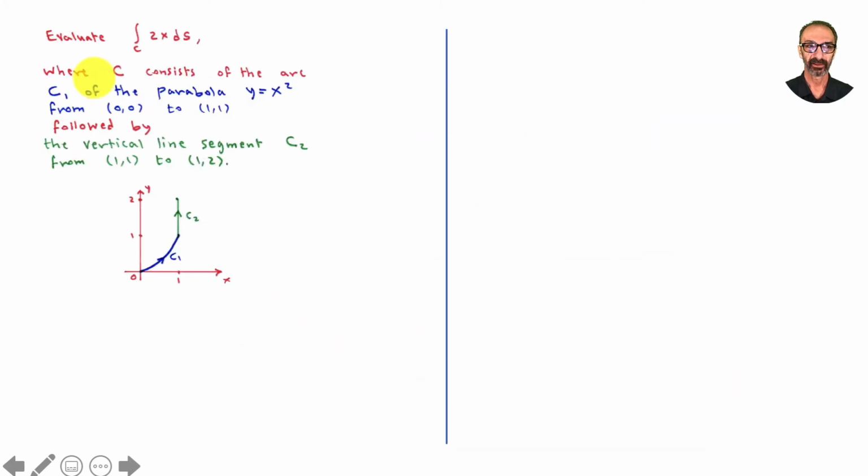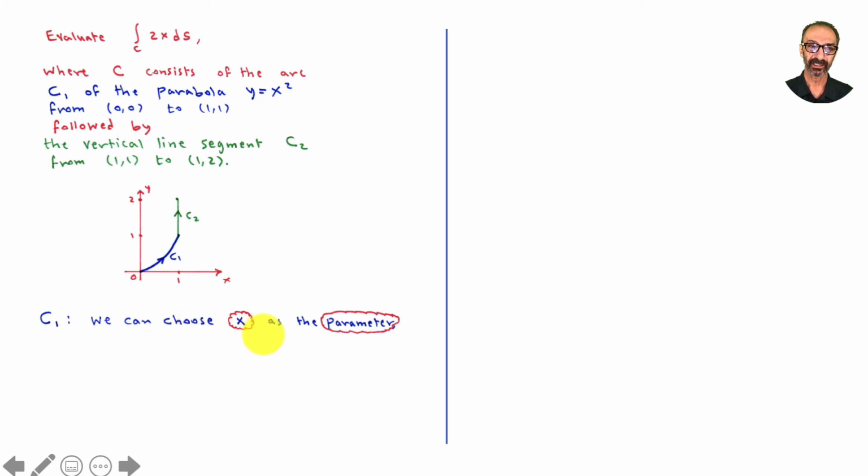In this case we need the line integral where C consists of C1, which is the parabola y equals x to the second from (0, 0) to (1, 1), followed by the vertical line segment from (1, 1) to (1, 2). I'm using blue for this portion and green for the second part, C2. So I'm going to stay focused with C1 first, then we'll come back to C2 and evaluate.